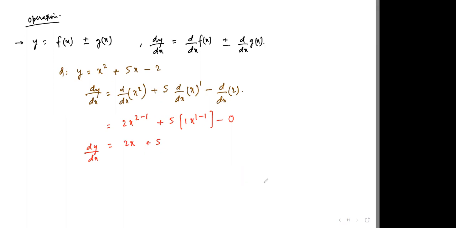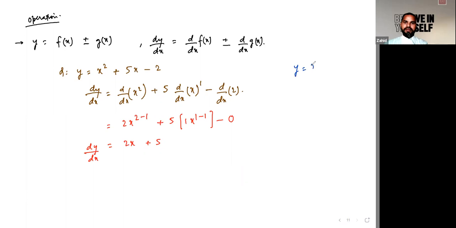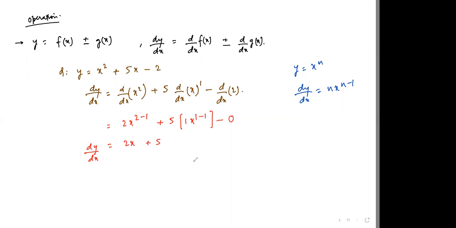Sir, how did you get 2x raised to 2 minus 1? We have the formula: if y equals x raised to n, its differentiation would be n x raised to n minus 1. It means move the exponent to the coefficient and reduce the exponent by 1. Here we have x raised to 2, so n is 2. According to this rule, it will be n x raised to n minus 1. Is it clear? So n is 2.